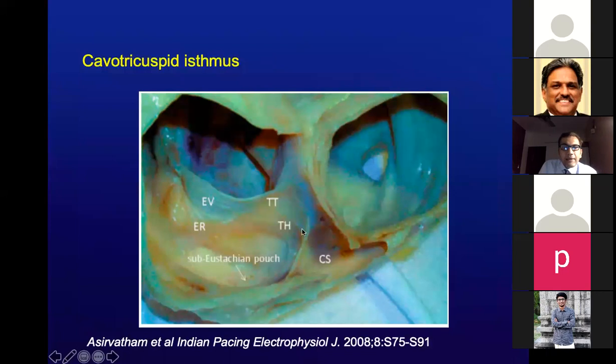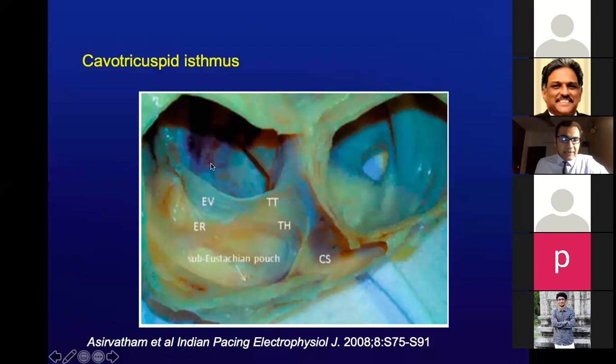This is the LAO view of the heart. Remember, I told you the LAO view, or the lateral view, gives us the right side of the heart and the left side of the heart. So this is the left atrioventricular valve, also called the mitral valve. And this is the right-sided atrioventricular valve, also called the tricuspid valve.